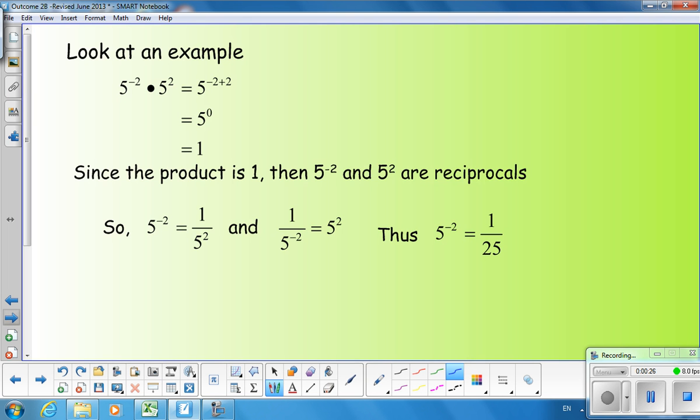If I have 5 to the power of -2 times 5 to the power of +2, our exponent laws say that we will add the exponents. So we end up with 5 to the power of -2 plus 2, so 5 to the power of 0, or 1. Since the product is 1, then 5 to the power of -2 and 5 to the power of 2 must be reciprocals. So 5 to the power of -2 is actually equal to 1 over 5 squared, and 1 over 5 to the power of -2 is actually equal to 5 squared.